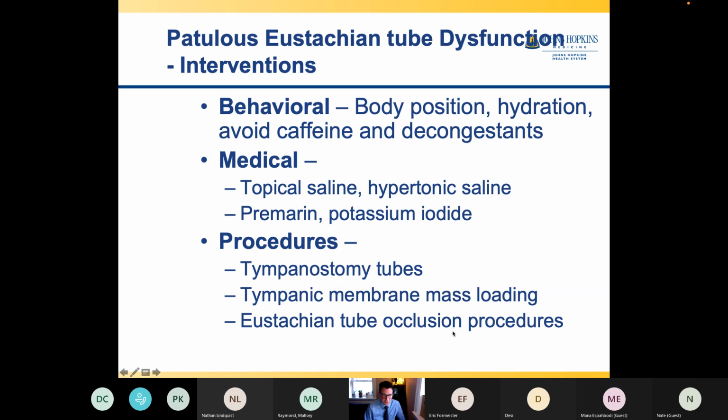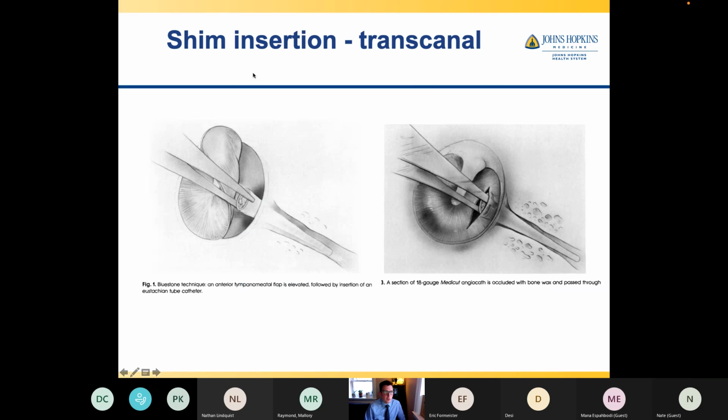And then there are eustachian tube occlusion procedures. So the first that was reported, this is Charlie Bluestone's technique of placing a shim in the eustachian tube. This is from the middle ear side. So this is an angiocatheter that's filled with bone wax. And it's cut to the size of the bony eustachian tube and slid in place. And you can either do this with an anterior tympanomeatal flap or with an anterior myringotomy.